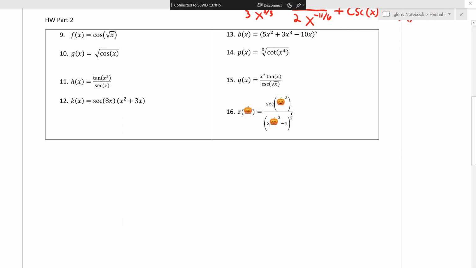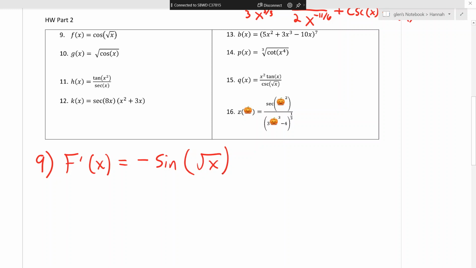Okay. Let's do number 9. So number 9 is cosine of root x. That is definitely a function inside of another function. So what we're going to do is derive the outer function first, which is definitely cosine, and we're going to leave the inner function alone. So that is negative sine of root x.